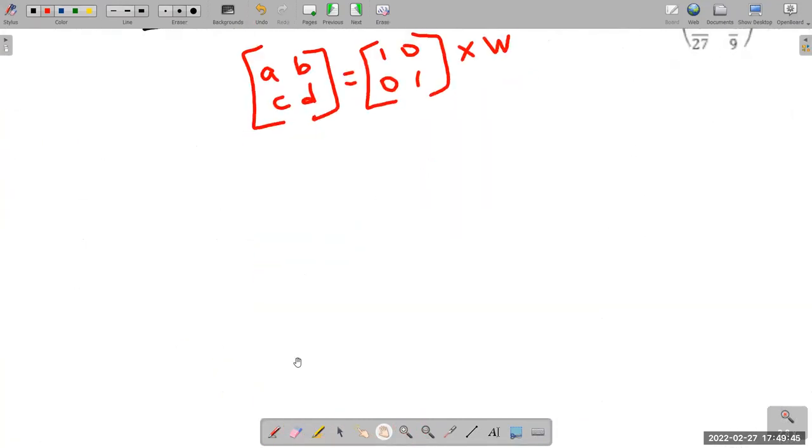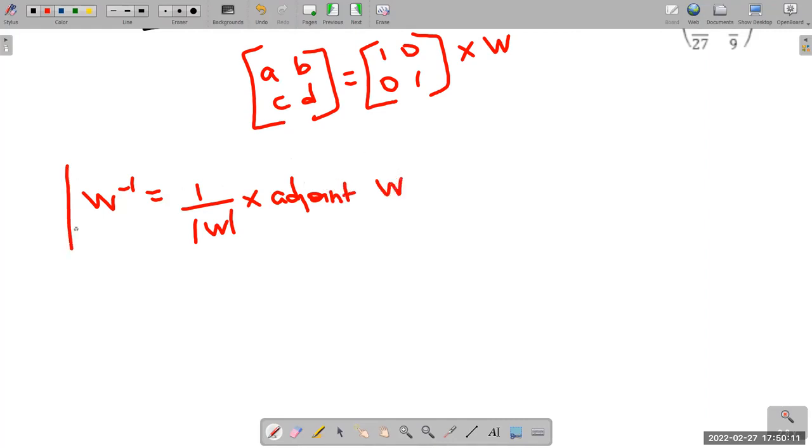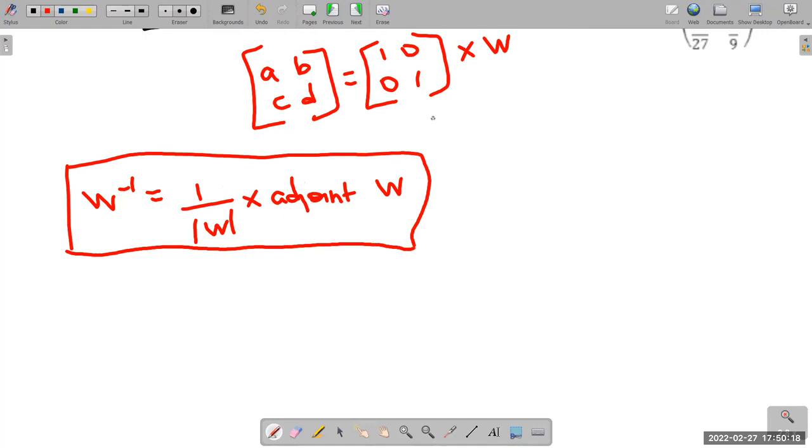So let's go. How do we calculate inverse? There's a formula. Anybody remember the formula? The inverse of W is 1 over the determinant of W times the adjoint of W. In all honesty, how many people remember this formula? You need to memorize this.